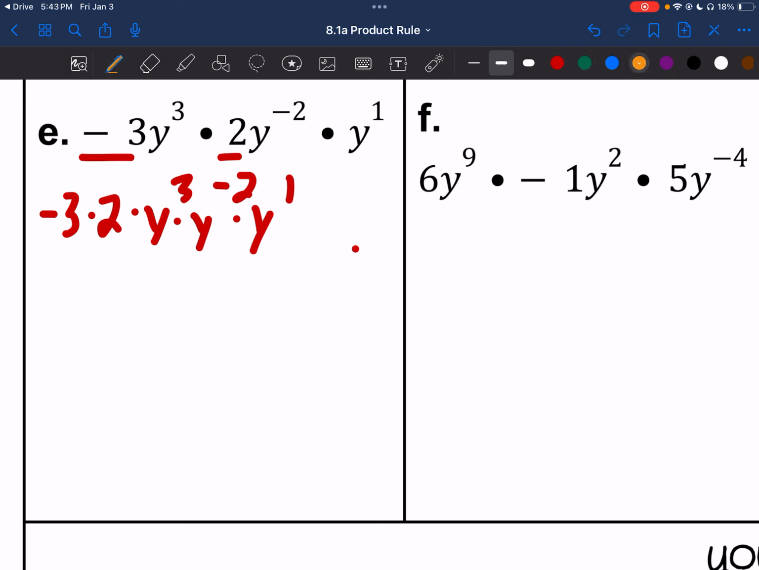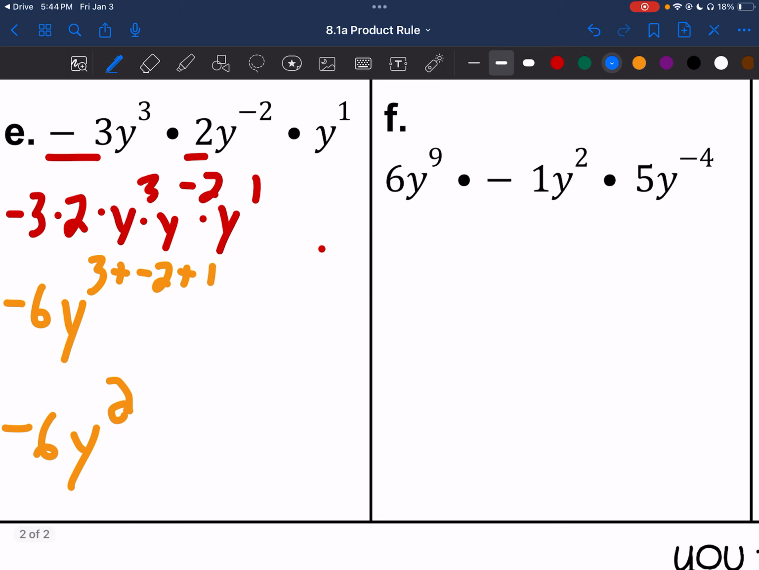So my next step, do the math. Negative 3 times 2, negative 6. And we've got y to the third plus negative second plus first. So when we do the math on this, negative 6y. So we've got 3 plus negative 2 plus 1 is going to be a positive 2. Right, so negative 6y squared.